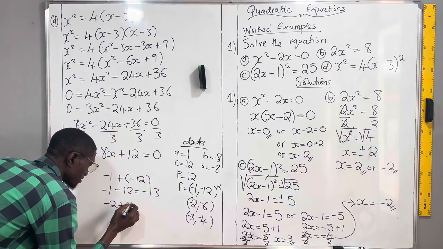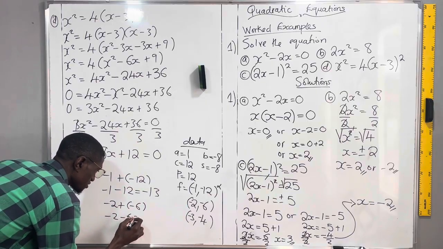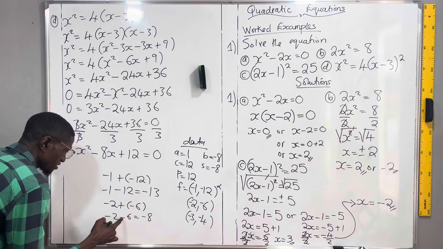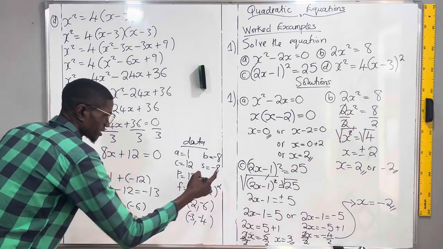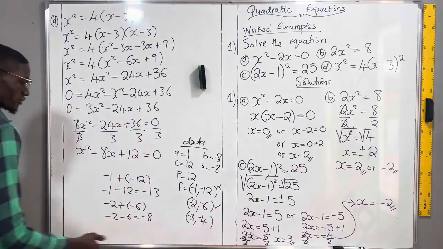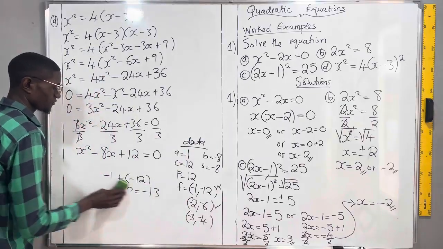Negative 2 plus, we're adding them, right? So it's going to be negative 2 minus 6, which is equal to negative 8. Positive times negative is negative. When the signs are the same, keep the same sign, you add. We have gotten the negative 8 we're looking for. So these are the numbers we're looking for. There's no need for us to test this one because we're going to get something like negative 7 there.